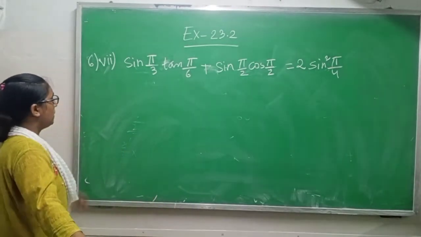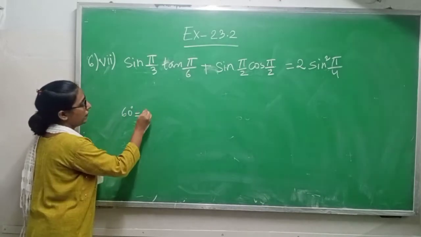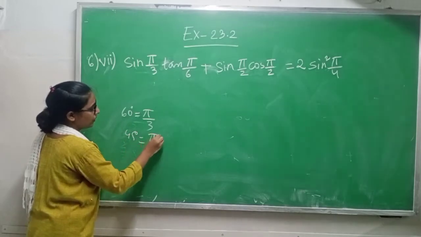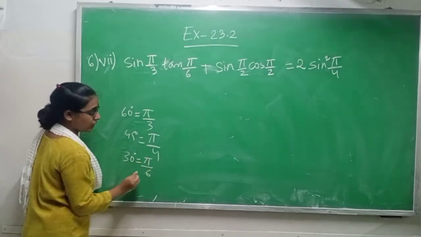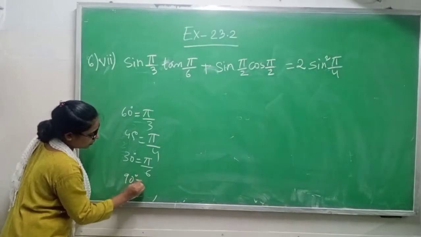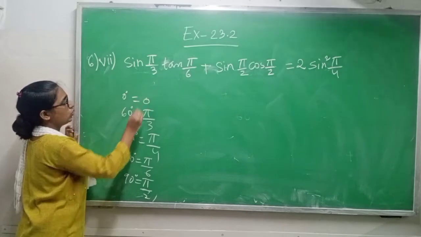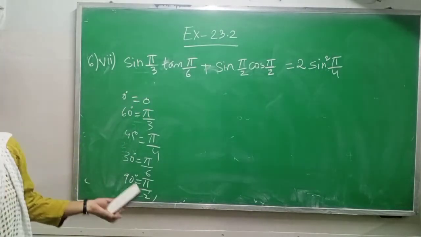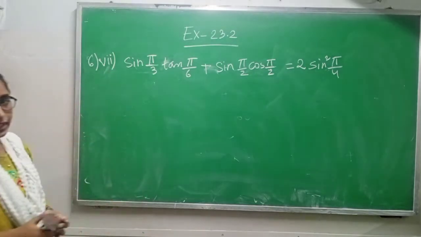And you know that 60 degree equals to how much? Pi by 3. 45 degree equals to how much? Pi by 4. 30 degree equals to how much? Pi by 6. Okay, like this you know. And 90 degree equals to how much? Pi by 2. And 0 degree equals to 0 only. So this one you have to know because these all are given in the chart, that page number 299. Go to that page, you will get all this.